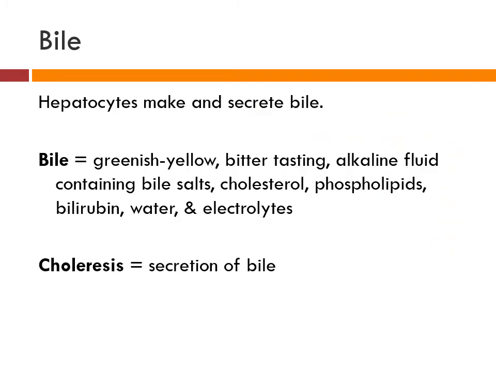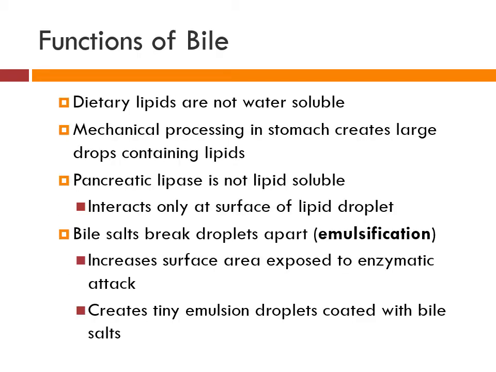Hepatocytes secrete our bile. Bile is a greenish yellow. I don't know who might have tasted it to know that it tastes bitter, because that seems gross, but apparently it's bitter tasting. It's an alkaline fluid containing bile salts, cholesterol, phospholipids, bilirubin, water, and electrolytes. The secretion of bile is called choleresis. What bile does is it aids in the mechanical processing in the stomach, creating large drops containing lipids. So it helps with breaking down fats.